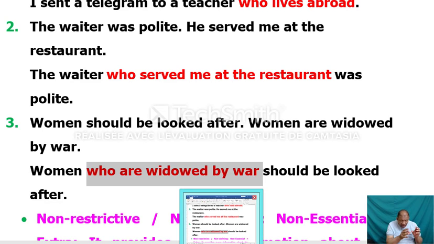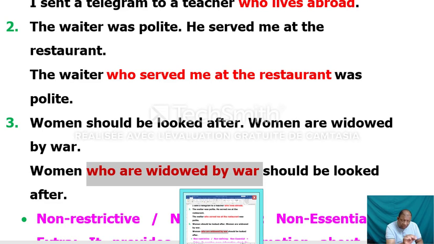But here we are going to test whether we are going to have the same meaning. Either we have the relative clause or we omit it. Women should be looked after. Here it means we speak about women in general. Pay attention, in general. But when I put the restrictive adjective clause, we are going to speak about a category of women. It is restricted, which means I'm going to speak about widows.